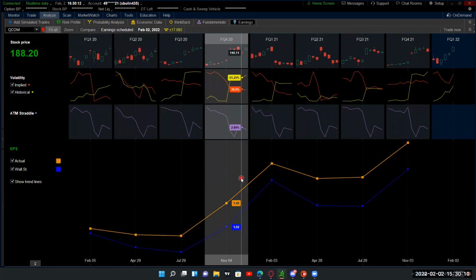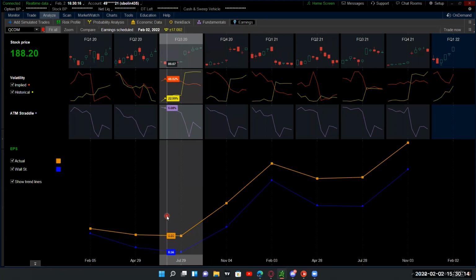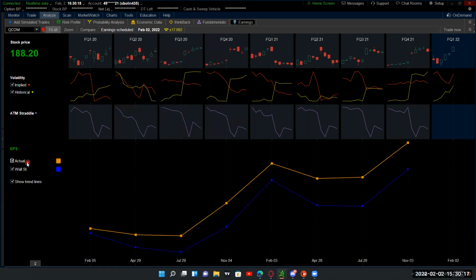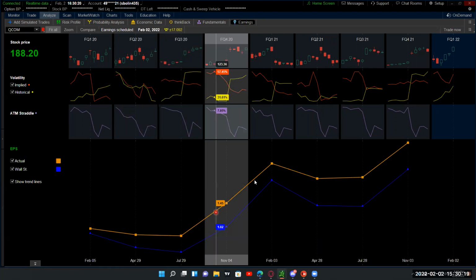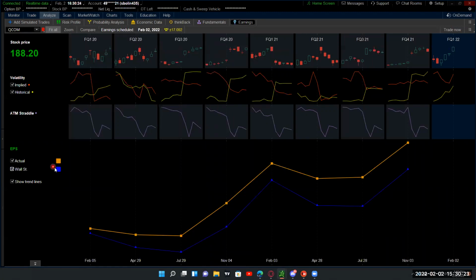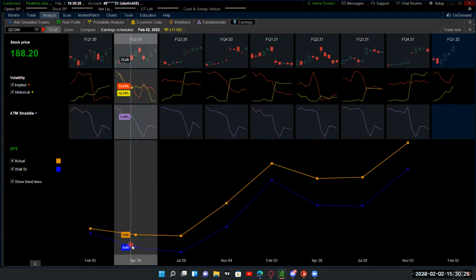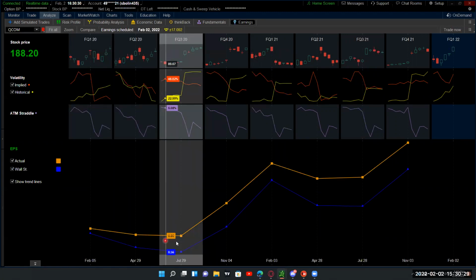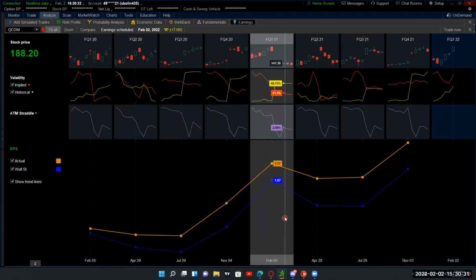So now you can go in and look back in the past. What were their last couple of earnings? Not only what they actually did, which is the yellow or the orange line down here, but what do we think they're going to do? And that's in blue. At each one of their earnings, there was the Wall Street estimate, and then there was what it actually did. And we've got 2 years of history here.